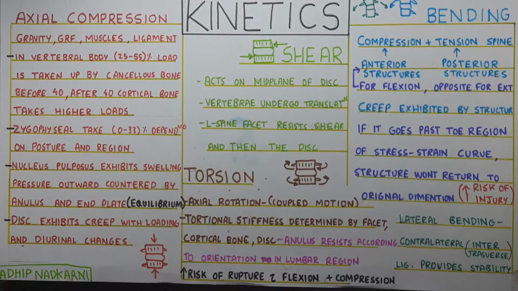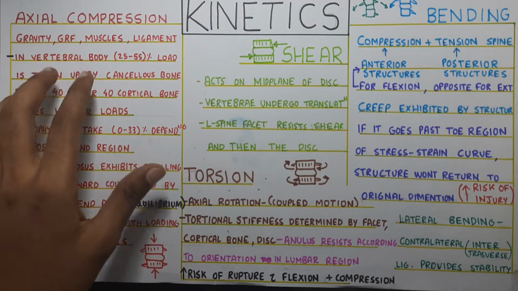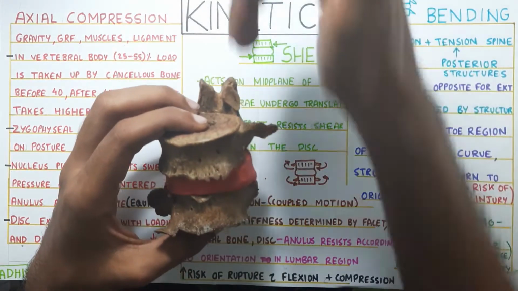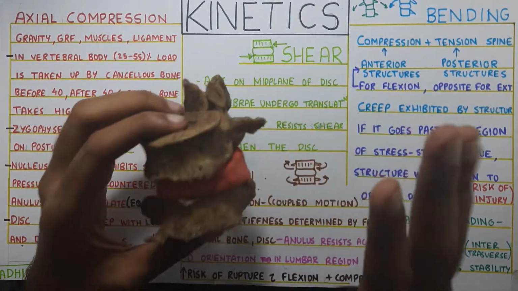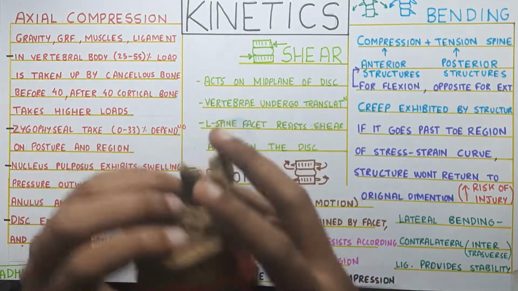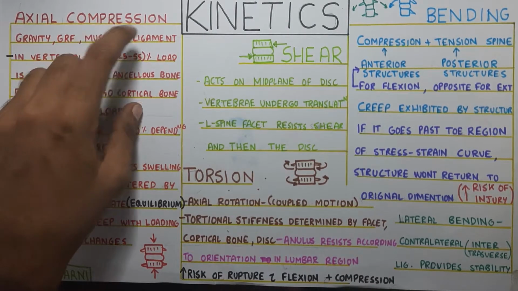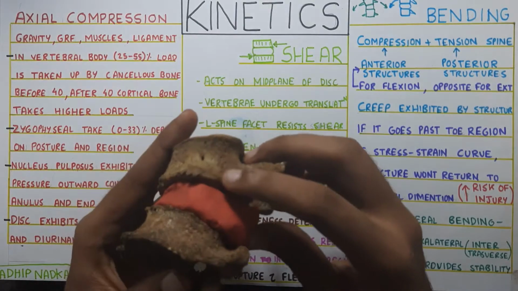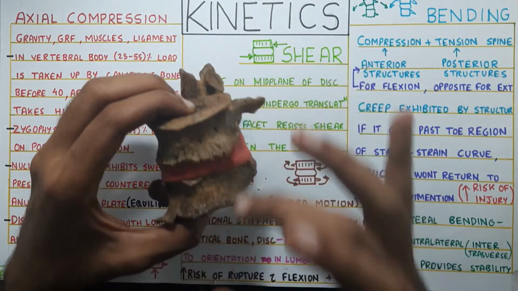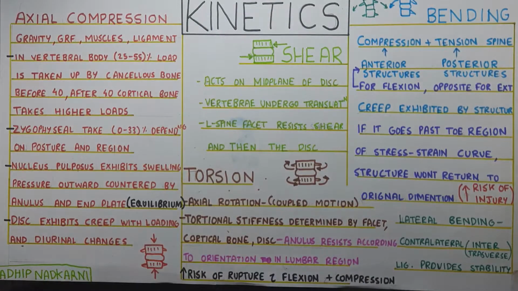Okay, so let's start with the first one, that is the axial compression. Now this force starts because of gravity. Your body is there and gravity is pulling your body downward, right? And when you step, what happens? The ground also exerts the same amount of force, which is called the ground reaction force. And also there are the muscles around your spine and the ligaments, which all together create a compressive force on your spine. So that is what we are talking about, the axial compression.